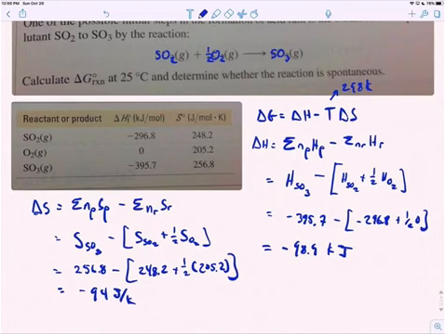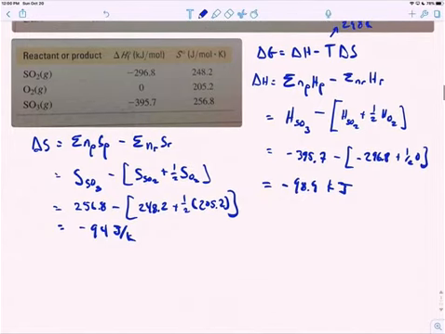So entropy is going down. Why is this not surprising? Because you're going from 1.5 moles of gas to 1 mole of gas. Number of moles of gas is going down. So there's something crazy going on here.